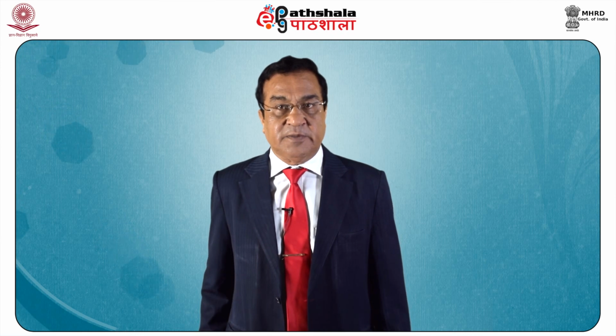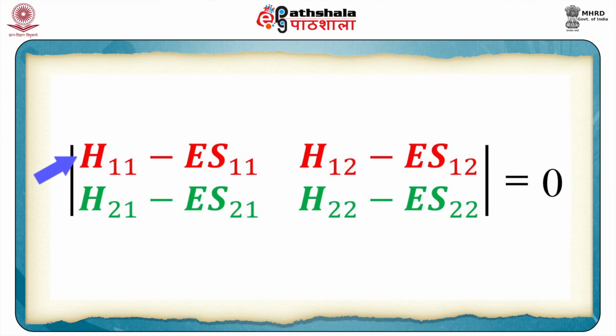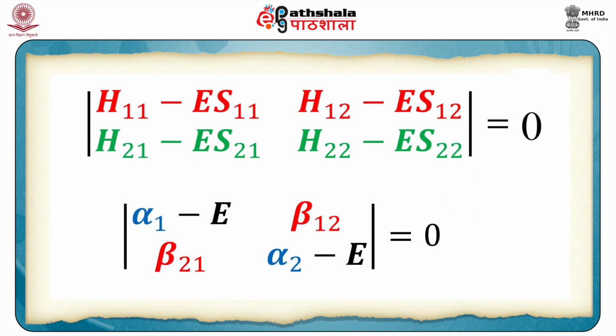The ethylene molecule, as you can see, has a secular determinant which looks like this: H11 minus ES11, then H12 minus ES12, and the second row is H21 minus ES21, and the last element is H22 minus ES22. Now, if we substitute in this determinant the values of Coulomb and resonance integrals, then this secular determinant reduces to a simple form which looks like the following.